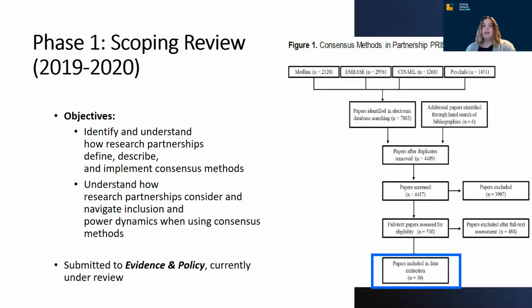So what I mean by that is, did they use a community-based participatory approach, integrated knowledge translation, or patient and public involvement approaches like that. So often there was also a limited definition of what consensus was or what partnership itself was, but enough to still meet our inclusion criteria. So the review extends the literature by providing an overview of the methods as well as how they're used in research partnerships. And then we have submitted this to Evidence and Policy, and it's currently under review. Damon, next slide, please.